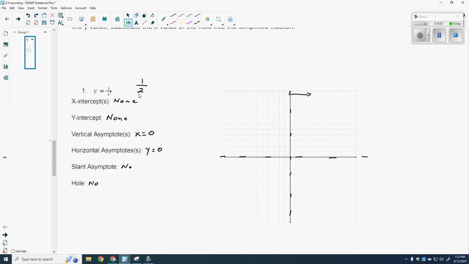Okay. Where is it out there? Well, I just plugged in one value. When x is 2, y is a half. When x is 1, y is 1. And we're not going to always plot points, but for this one we can. If x is a half, y is 2, and so on.